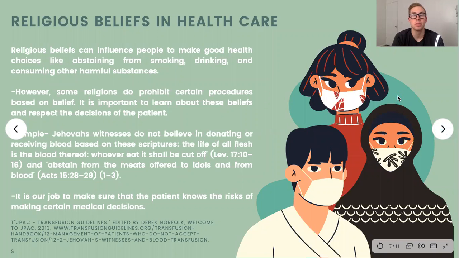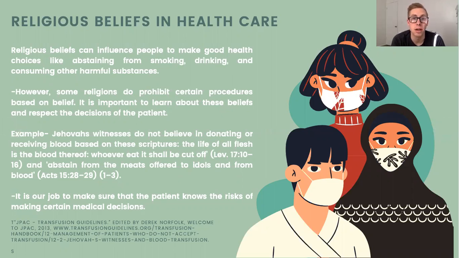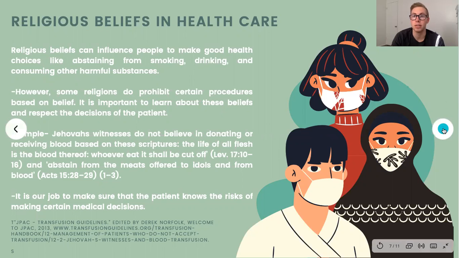So religion usually takes a very large role in people's lives. And so we need to understand and respect those beliefs. Some religions actually prohibit certain procedures. A great example of this is the Jehovah's Witnesses, who usually come with a paper that shows the procedures that they will or will not participate in. One of these would be donating or receiving blood, and they believe in that based on their scriptures. So I think it's important to learn about religions and exactly why they believe these things and why they make certain decisions. And then it's our job to make sure the patient knows the risks of making those medical decisions, so they can know for themselves that they are making a good decision.